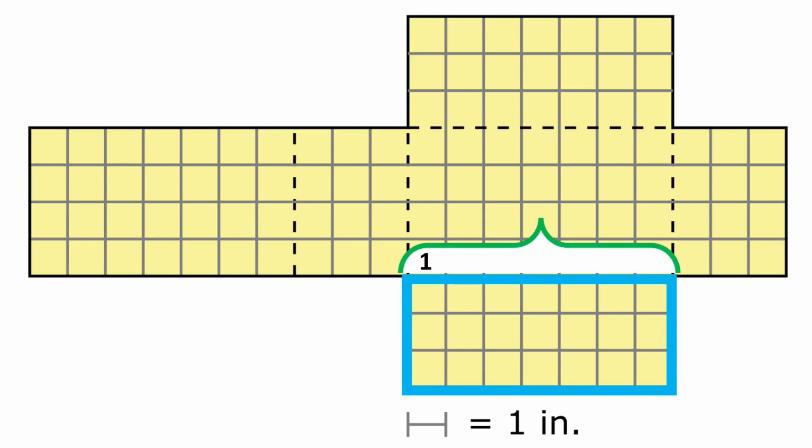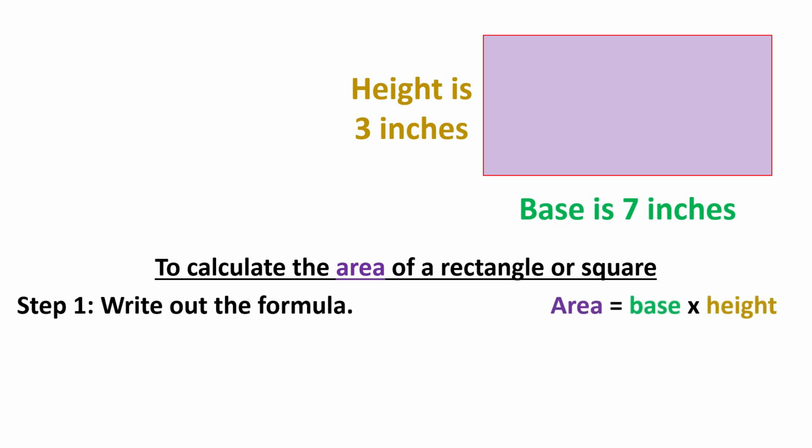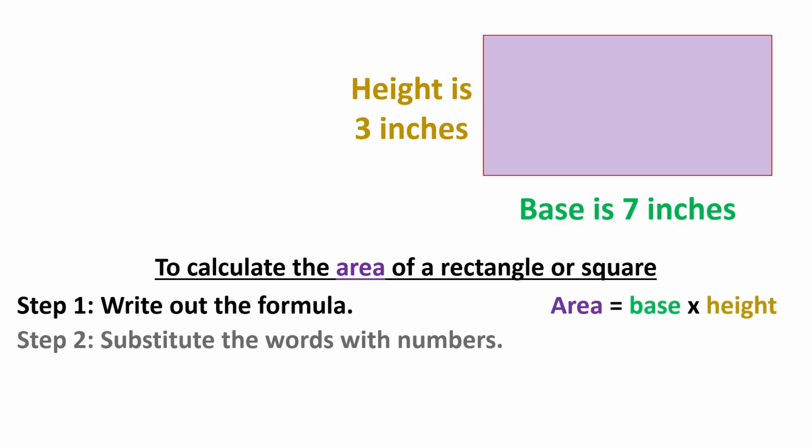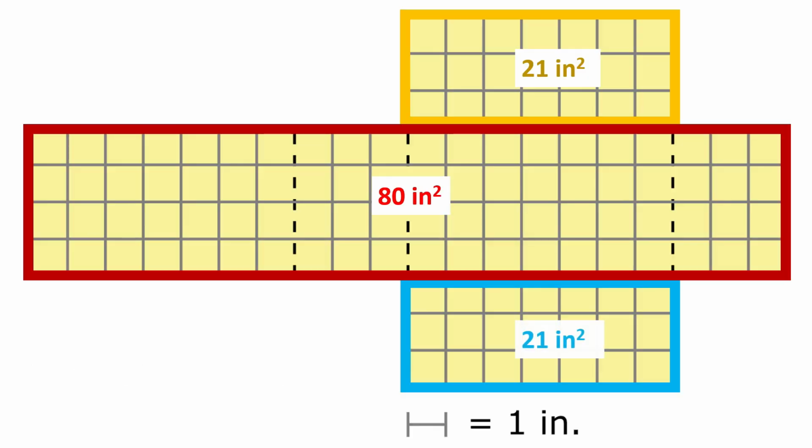The rectangle on the bottom has a base of 7 inches and a height of 3 inches. To calculate the area of a rectangle or square, we do 3 steps. Step 1. Write out the formula. Area equals the base times the height. Step 2. Substitute the words with numbers. In this case, the base is 7 and the height is 3. Step 3. Do the calculation. 7 times 3 equals 21. So the area of this bottom rectangle is 21 square inches.